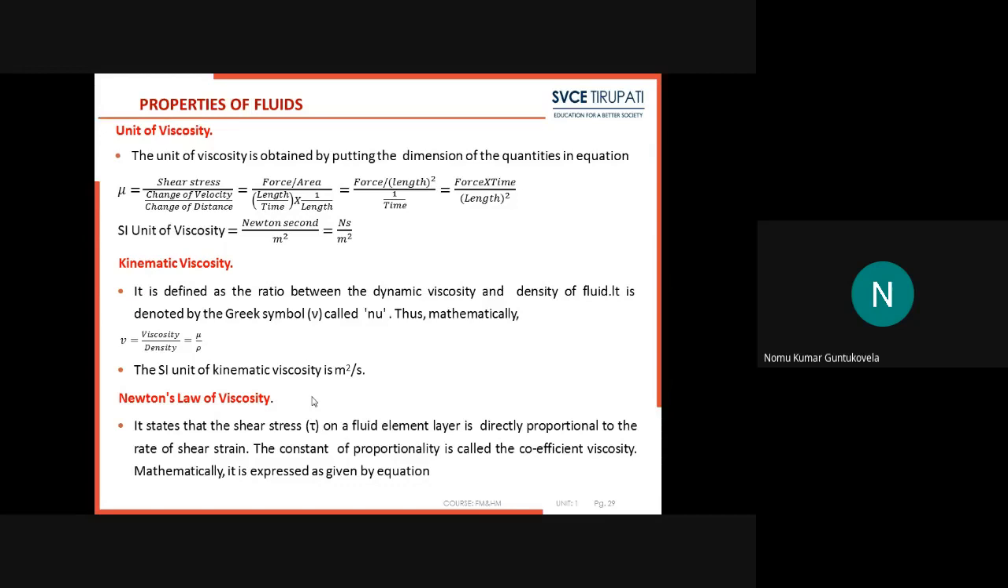We also need to know Newton's law of viscosity. Newton's law of viscosity states that the shear stress on a fluid element layer is directly proportional to the rate of shear strain. The constant of proportionality is the coefficient of viscosity.